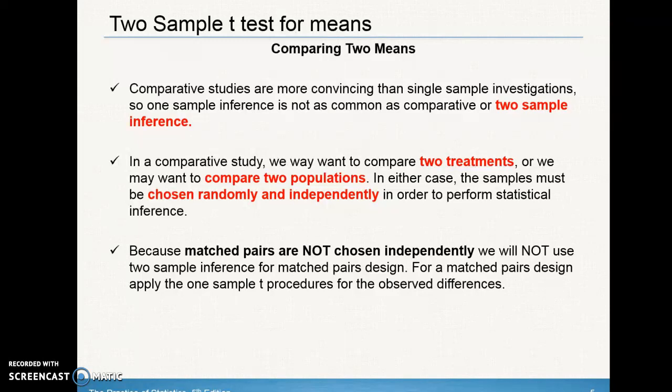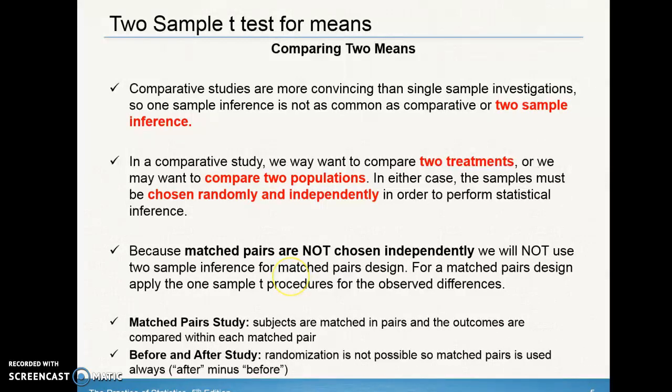For a matched pairs design, you're only using a one-sample t procedure on the differences that you're subtracting. So remember, you actually get rid of those two samples that you looked at, and you just look at that one set at the bottom, which was your differences. So what I want you to think of is a matched pair study. The subjects are matched in pairs and the outcomes are compared within each matched pair.